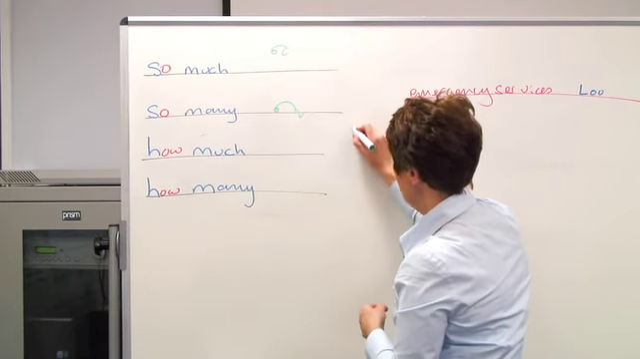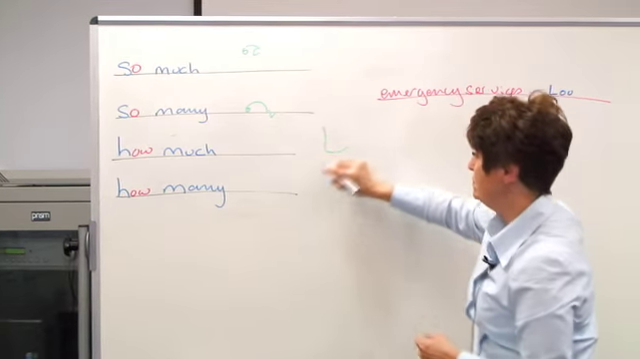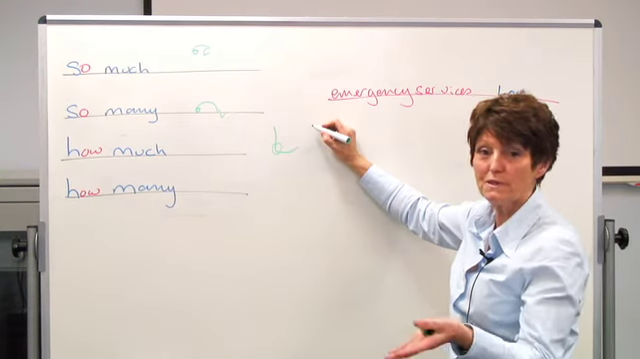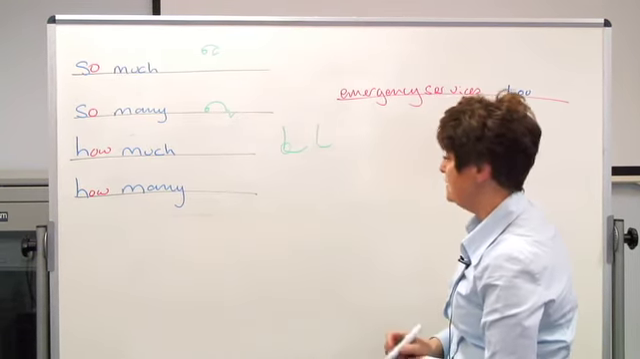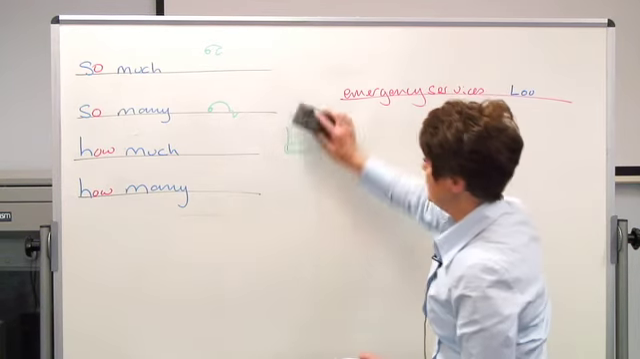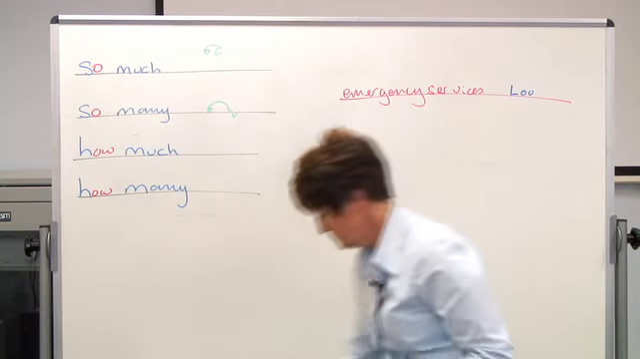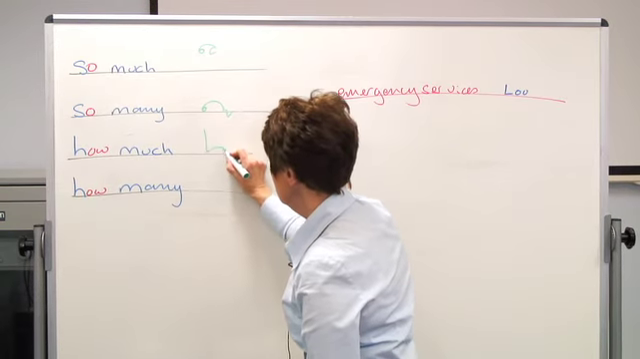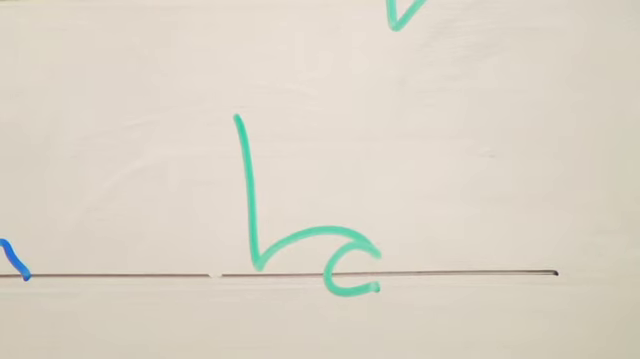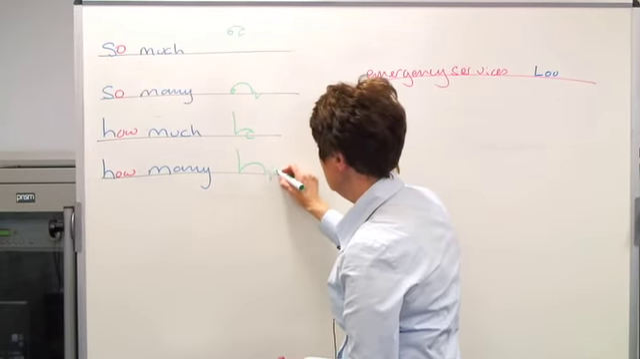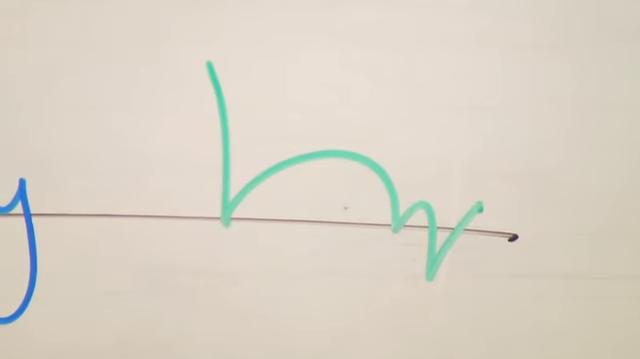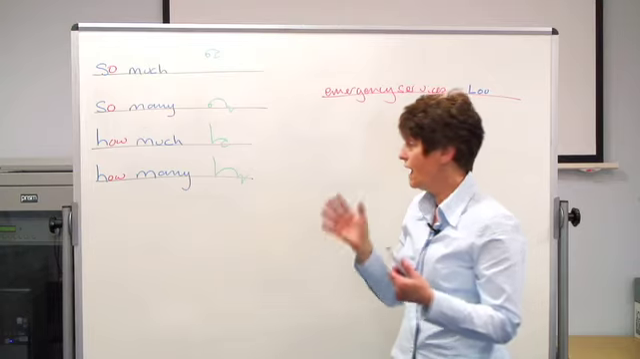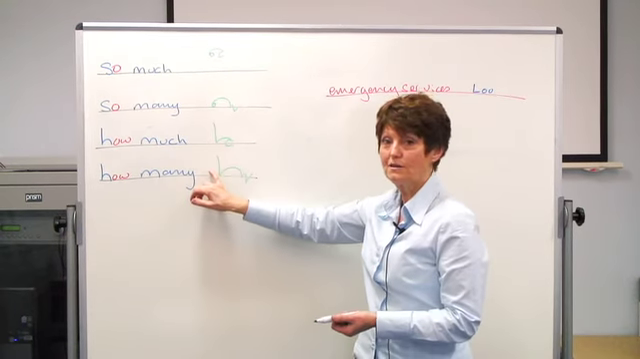Now the word how, H-W, very, very shallow angle. Writing 100, 120 words a minute, it looks like an L. So I decided that had to go. How much became H much. How many became H many. The fact that much and many are distinctive outlines, I always knew it was how much and how many.